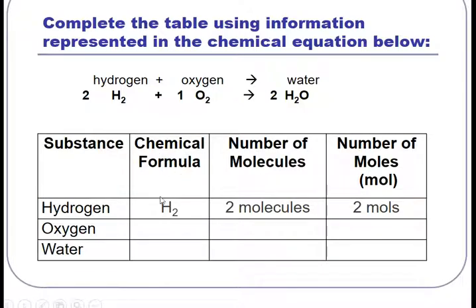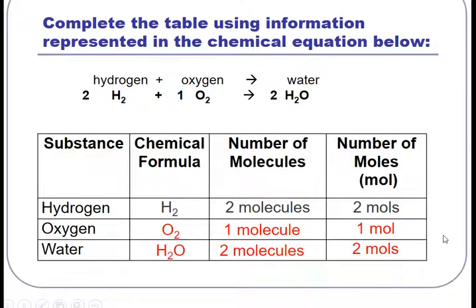So you would specify based on what is the formula of the reactant or product. In this case, if I'm looking at hydrogen, the formula is H2. There's 2 molecules. Why are there 2 molecules? Because there's a 2 here. I could also say that there's 2 moles of the hydrogen. For oxygen, it's O2. There's a 1 in front, so it's 1 molecule, 1 mole. Because remember, the coefficients represent the particles and the number of moles. For water, H2O, there's a 2 here, so it'd be 2 molecules and 2 moles. So your table should be filled out.